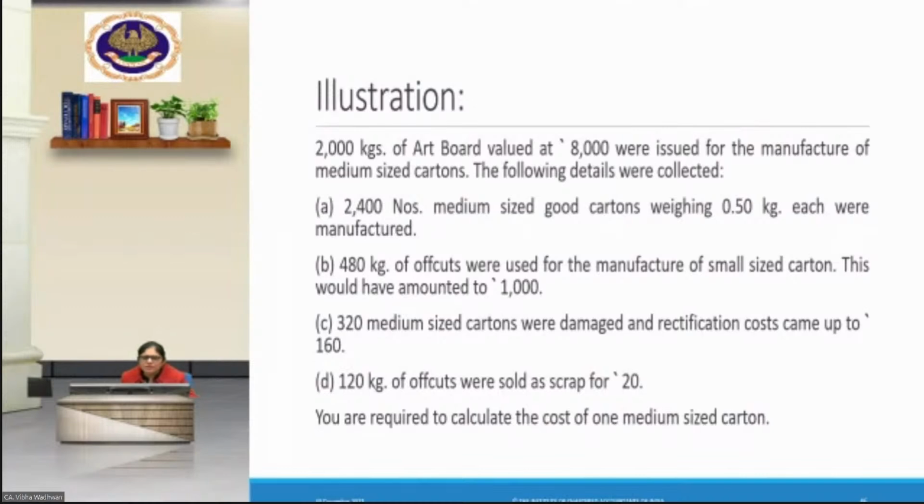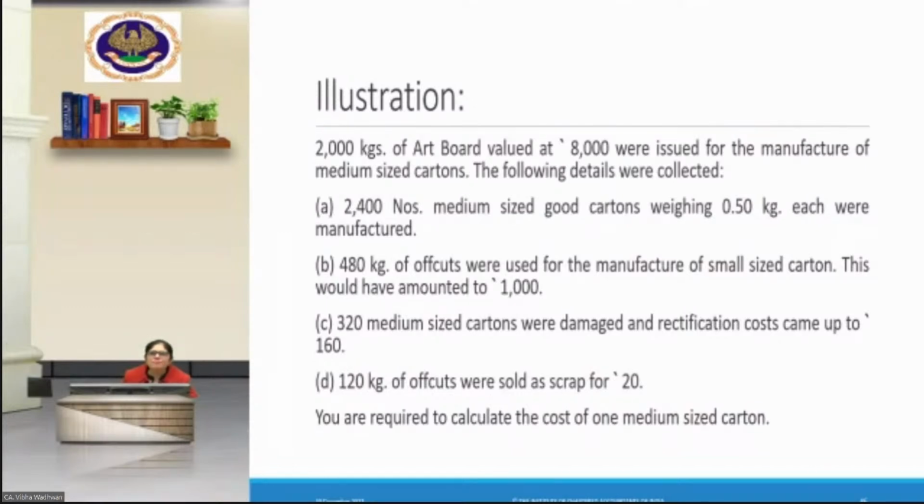Hope you have taken, no, it is not a capital receipt. Scrap value is not a capital receipt. We deduct the scrap from the cost of material. So let us say if the cost of material is 10,000 and we have recovered this 500 from scrap, we'll deduct the scrap value from the cost of material. It's not a capital receipt.